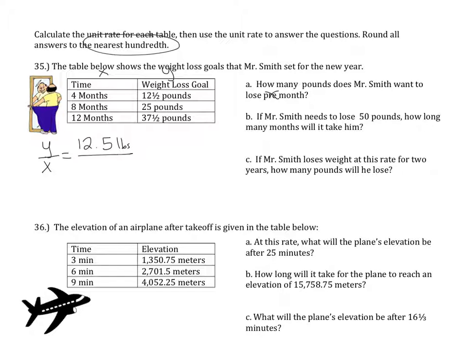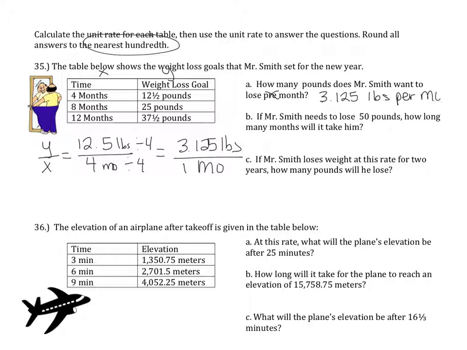Pounds in 4 months. Divide the top and bottom, numerator and denominator, by 4, and we get 3 1/8 pounds per month. So the answer up here would be 3.125 or 3 1/8 pounds per month. That's a pretty healthy weight loss goal.